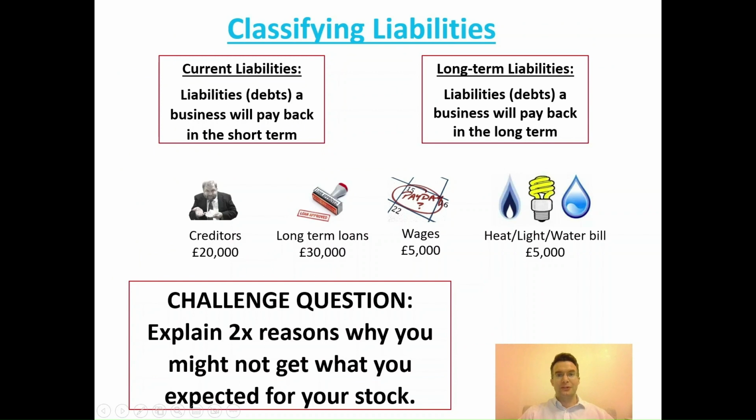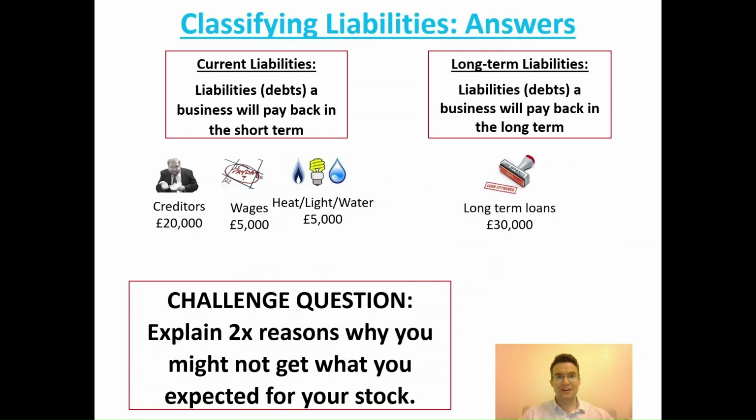The next thing we'll need to do in our understanding of balance sheets is to classify liabilities. Liabilities can once again be put into two groups. Firstly, current liabilities. These are liabilities, debts, things that we owe, that a business will pay back in the short term. Short term, generally less than a year. Whereas long-term liabilities are debts that a business will pay back in the long term. So generally, these debts will last much longer than a year. Let's see if you can classify the four liabilities on the screen into those two groups.